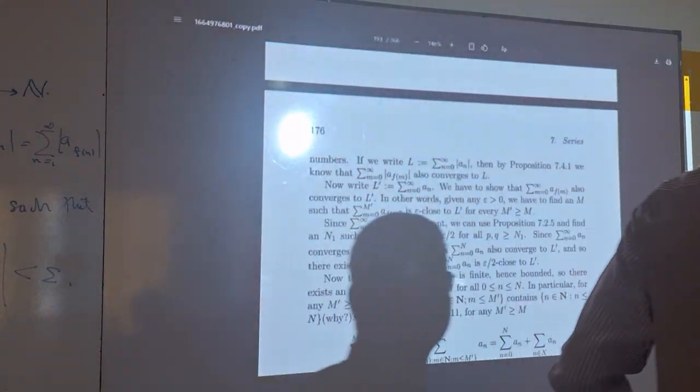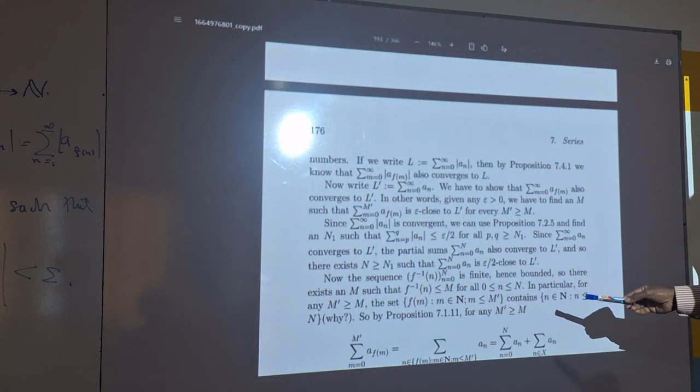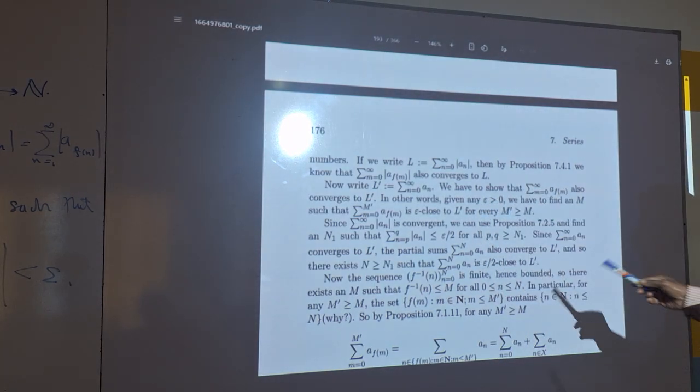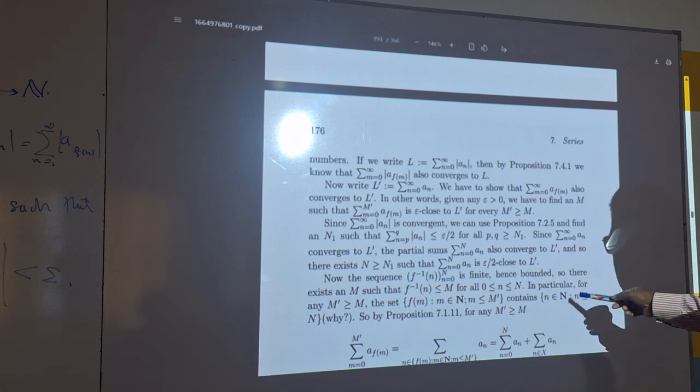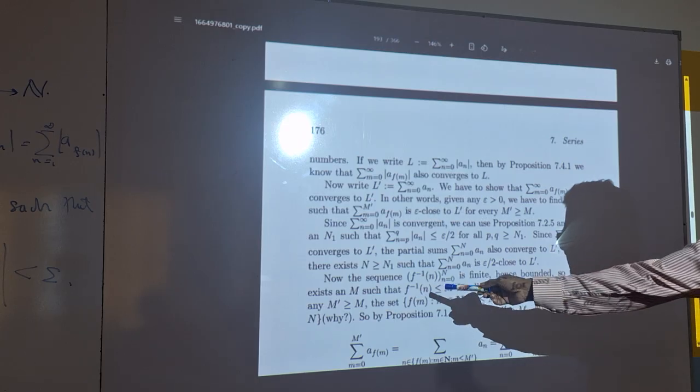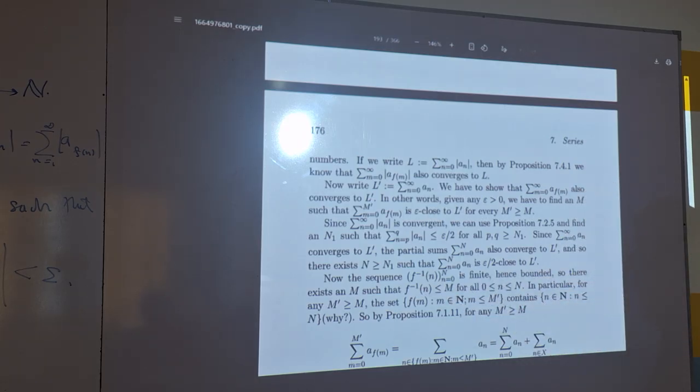If you take any n less than or equal to capital N, I should have written a separate proof following these lines. If you take any n less than or equal to capital N, what you know is f inverse n less than or equal to capital N. Therefore, f inverse n less than or equal to m dash.